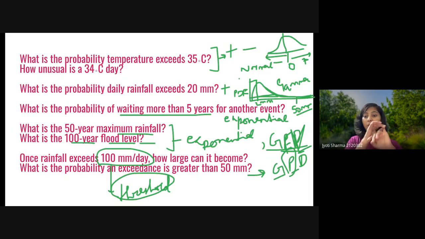So what we learned is we have normal distribution, we have gamma distribution, we have exponential distribution, we have generalized extreme event distribution, and then we have Pareto distribution.